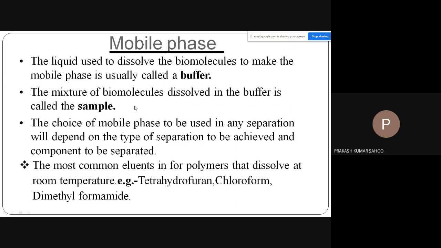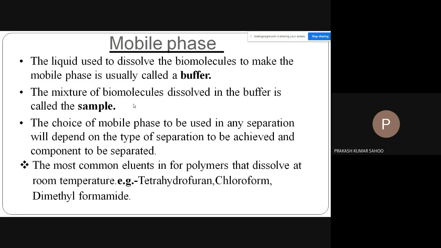Then we have the mobile phase. It is the solvent, and generally a buffer is used as the mobile phase. The liquid used to dissolve the biomolecule to make the mobile phase is usually called a buffer. So just remember, a buffer solution is a solution whose pH doesn't change with addition of a small amount of acid or base to it.